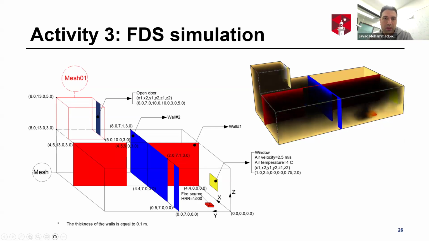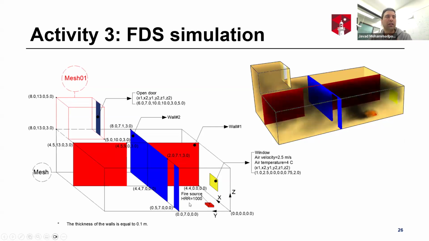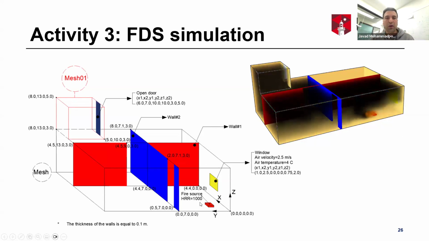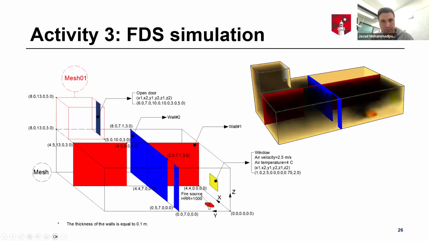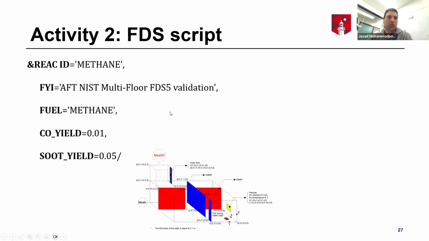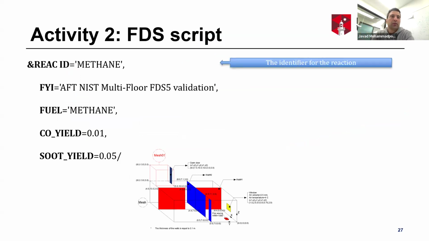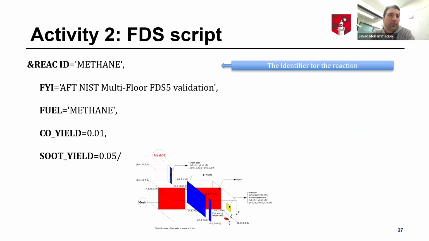Here you can see the fire source HRR, which means the heat release rate. It's considered as 1000. And the location is considered here. Okay. So, to the previous input script, you just need to include these commands at the end of that.